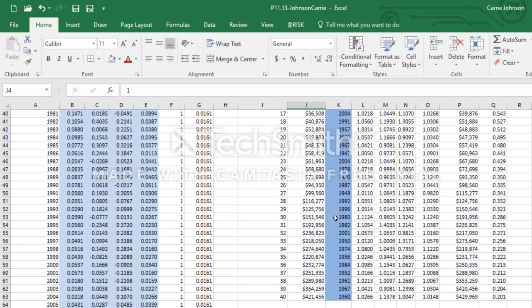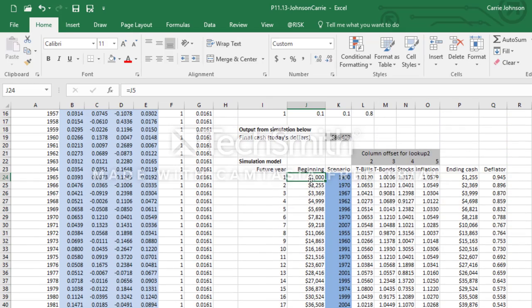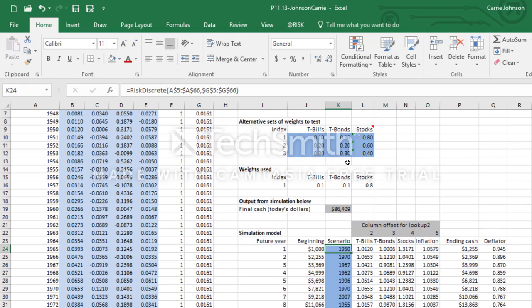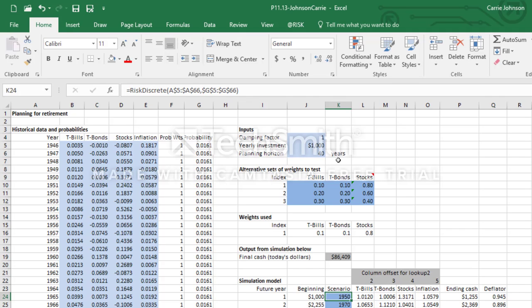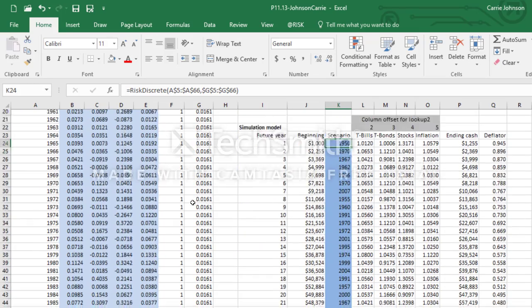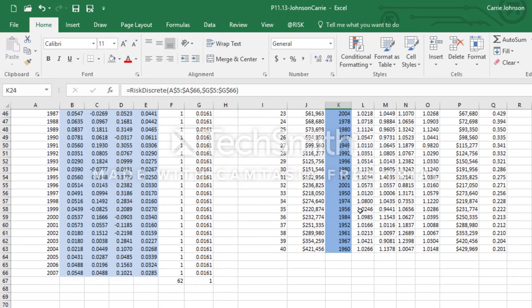The book addressed this in the example by explaining that using RiskDiscrete was necessary for the scenario because there were different probability factors for the different years rather than using the RandBetween function. In this case, it would be just as appropriate to use RandBetween because the probabilities are equally distributed.